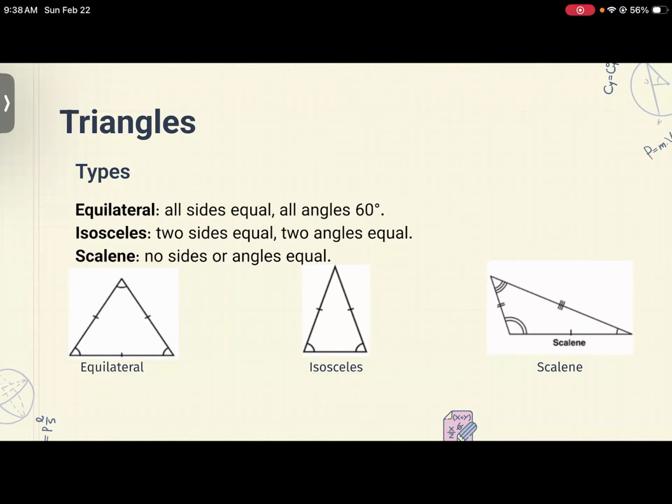And then the last one is scalene, which is the easiest one, where no sides or no angles are equal. Now, these lines on each triangle represent the different lengths of the triangle. For equilateral, all 3 sides are equal, so they're showing a line, and a line, showing that all 3 are equal. For isosceles, there are 2 lines, showing that those 2 angles and sides are equal. But for scalene, there are 3 different ones, showing that all 3 sides are different.